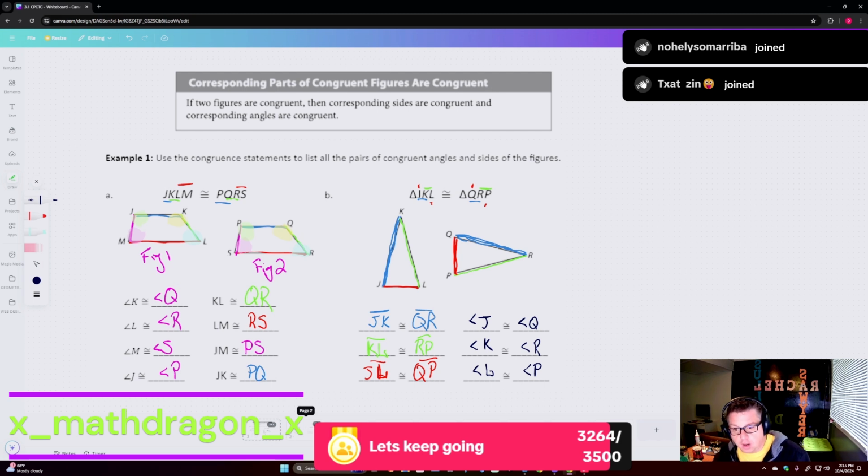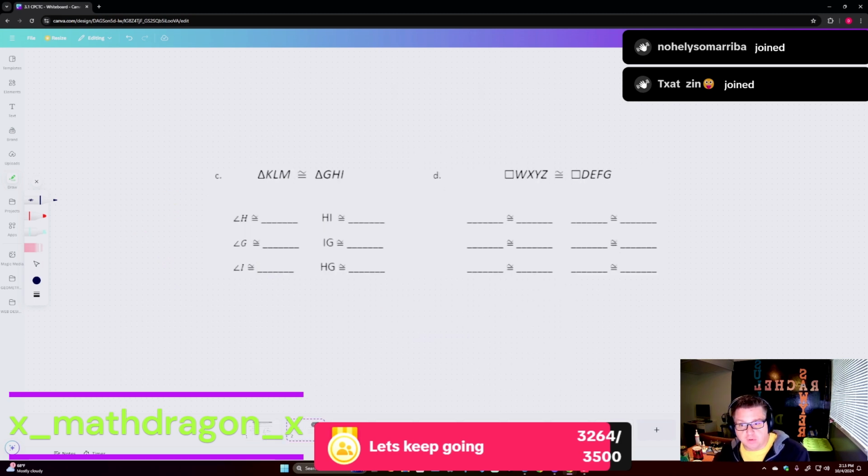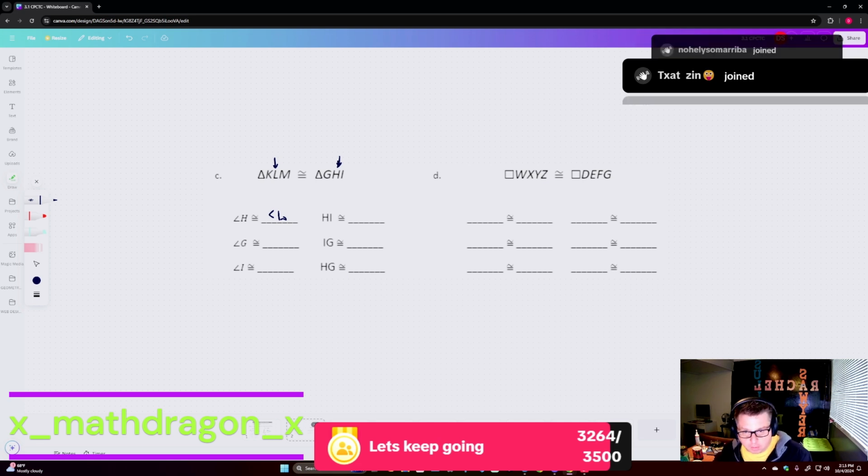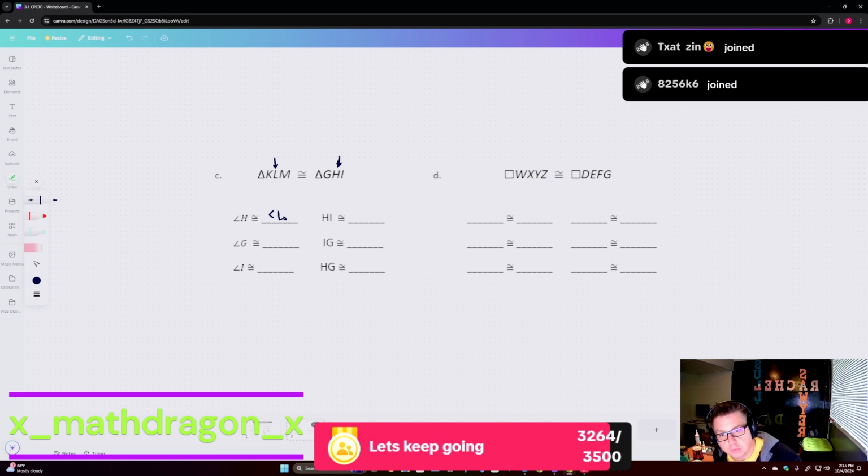So give that a try without a picture. See if you can fill this out. If I talk about angle H, where's angle H located? What's located in the other one? Angle L. Okay, go through and complete these two. See what you can do. And then look for the finished notes to see if you did them right.